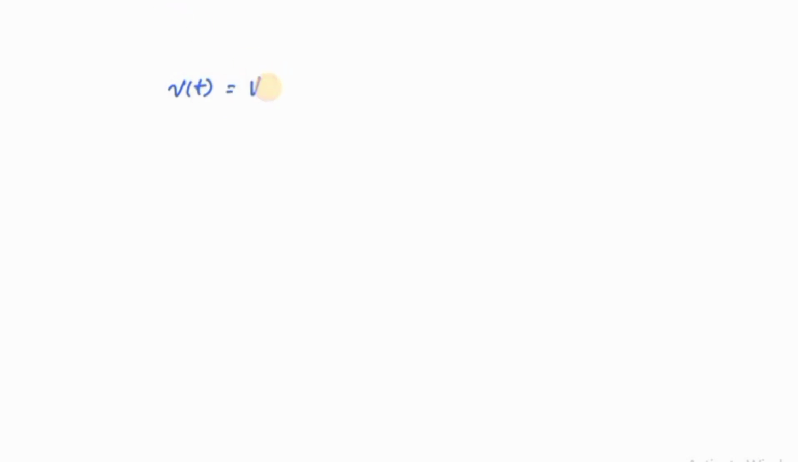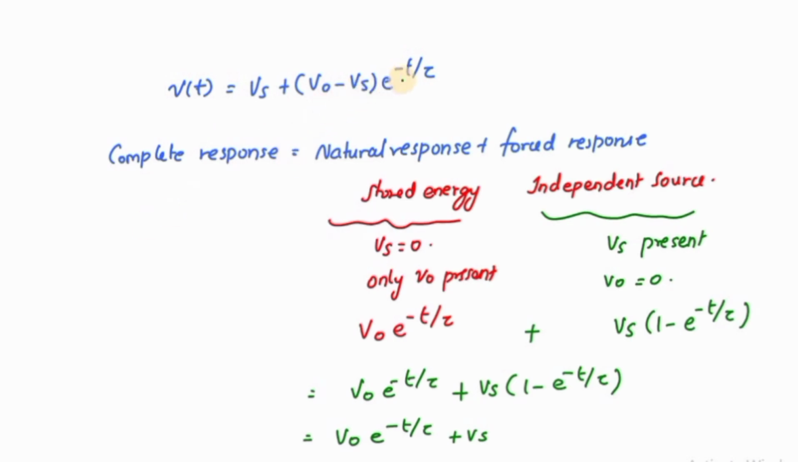So next I can write V of t is equal to, again I am writing the same formula. Now I can write this complete response is equal to natural response plus forced response. So natural response is stored energy, and forced response is the independent source. Stored energy means only V naught is present and Vs is equal to 0. So if Vs is 0, V of t becomes V naught into e power minus t divided by tau. Forced response means you have only the independent source, that is Vs, the DC source, right? So if that is present, V naught becomes 0, and I will get Vs into 1 minus e power minus t divided by tau, right?